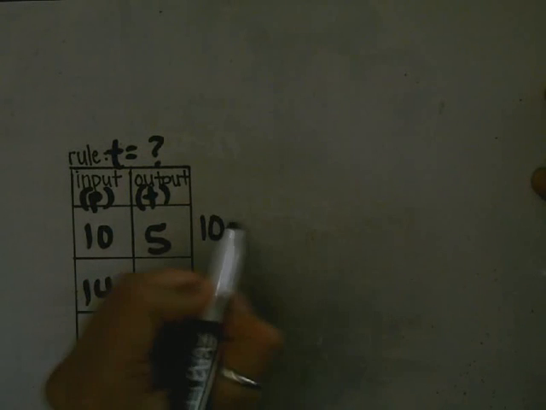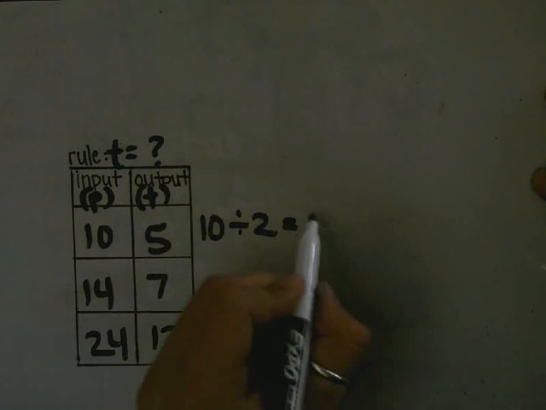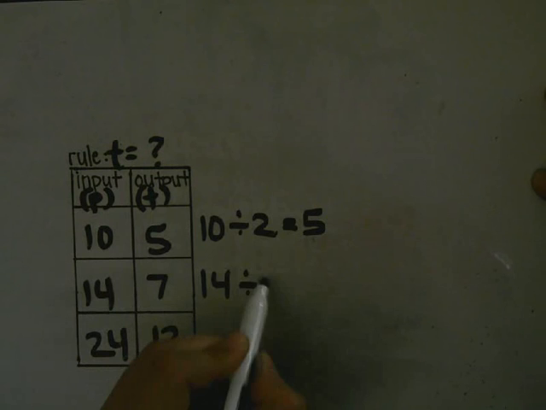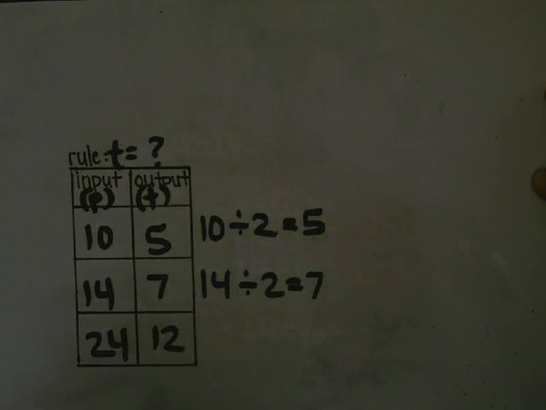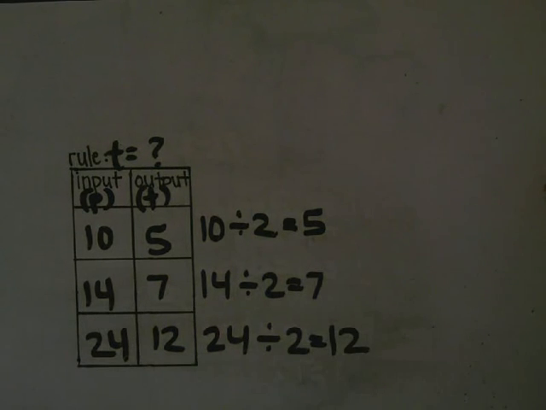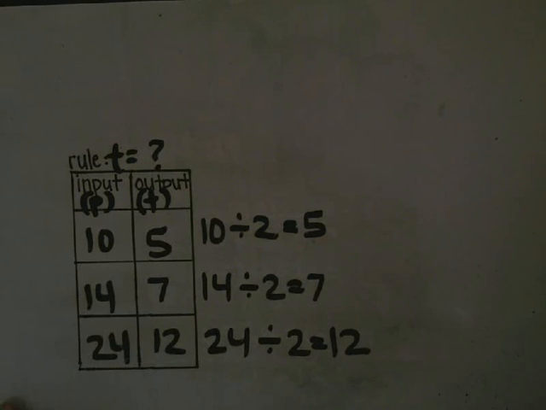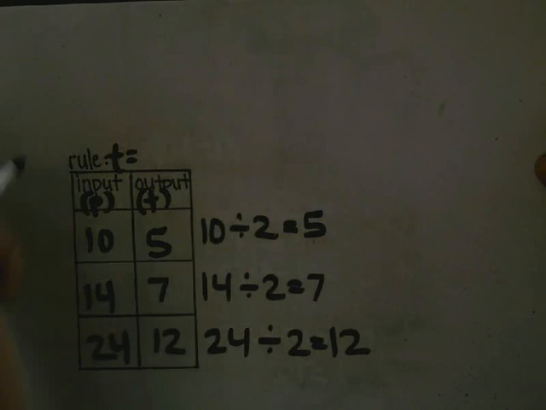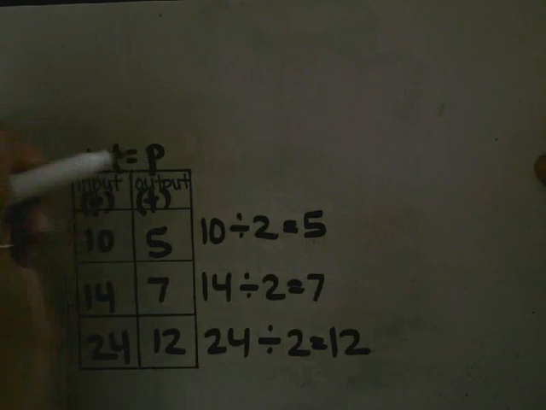Let's see if this rule works for the others. 14 divided by 2. Oh, it works for that one. Let's try 24 divided by 2 equals 12. Okay, so that rule works for every single input value. So our rule is going to be the input value, which is P, divided by 2 is going to equal T.